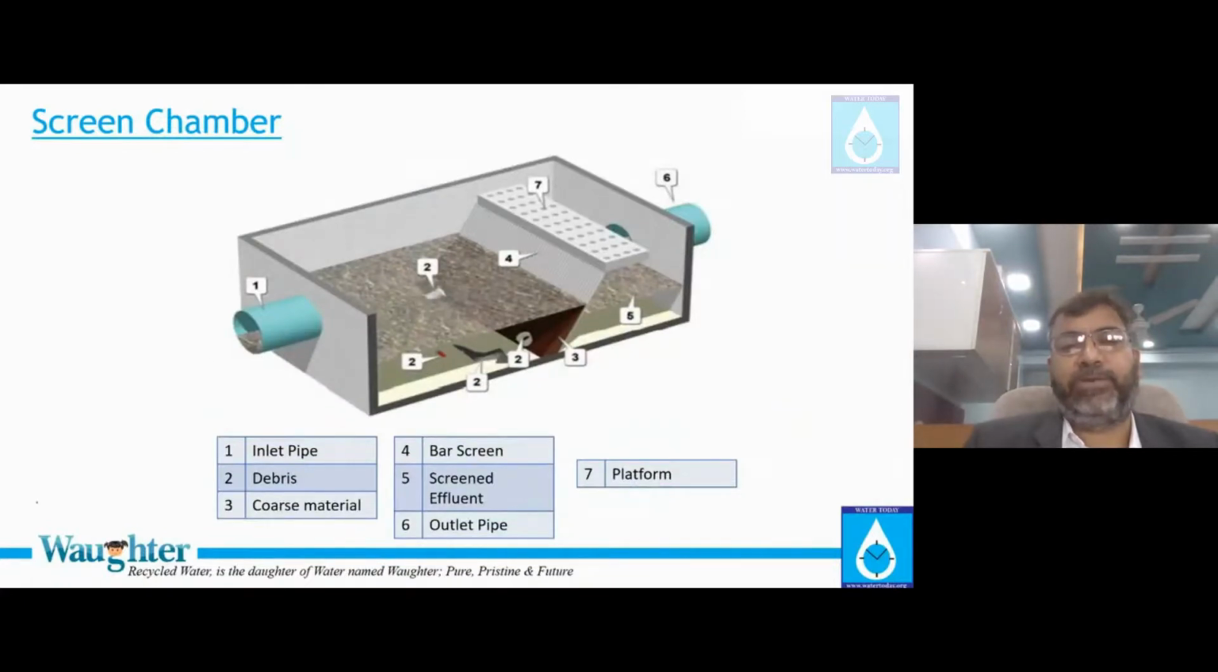So how do you put a screen chamber? We can see there's an inlet pipe here. You put the inlet pipe, then all the debris will be collected somewhere here. You have coarse material, you have a screen, you can just put the screen. Number 4 you see is the bar screen and 5 is the effluent channel.